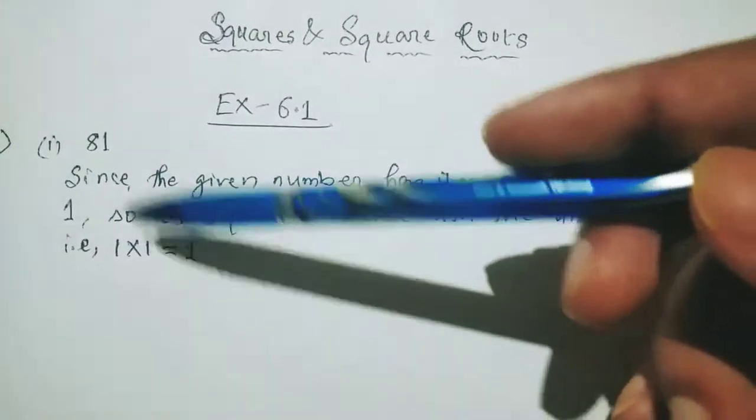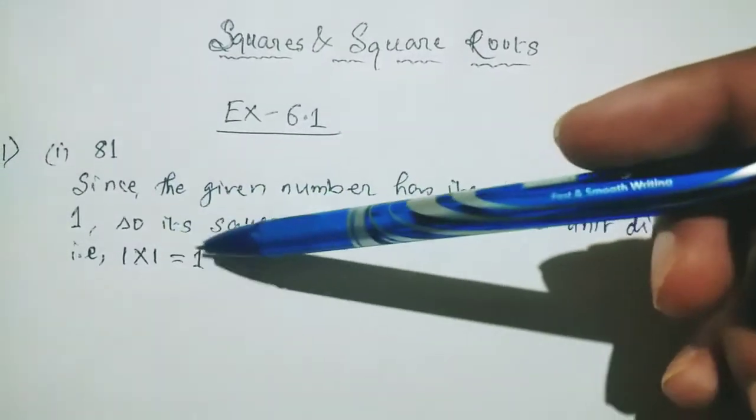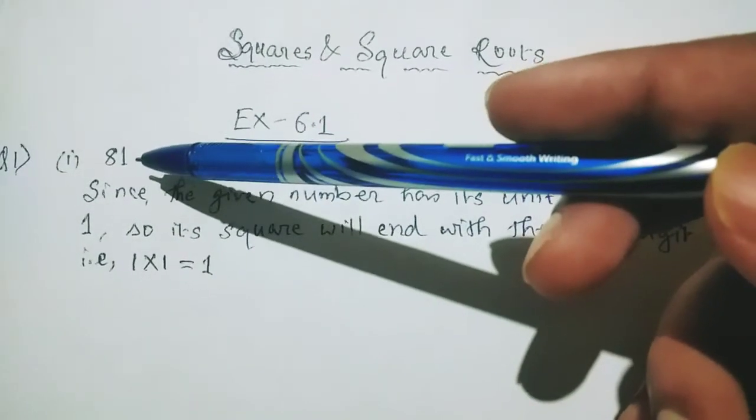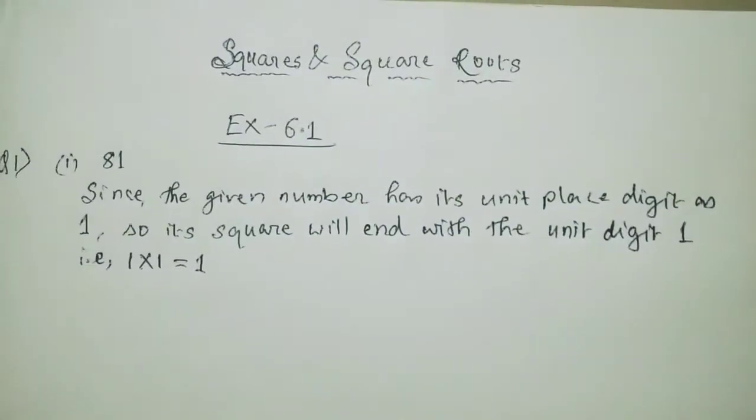That is 1 into 1. When you multiply 1 into 1, we get 1. That means after squaring this number, we get the unit digit 1. In this way you have to write.